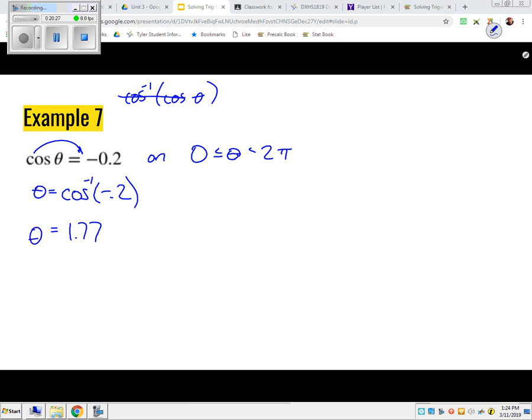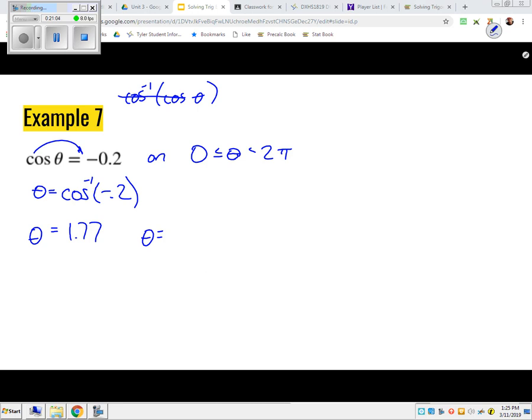Sometimes whenever I am on the axis, I'll either get 0, 1, or 2 answers. But if I am inside one of the quadrants, I should get 2 answers on that. Because where is cosine of an angle negative? Where is cosine negative at? Second and third quadrant. Okay.